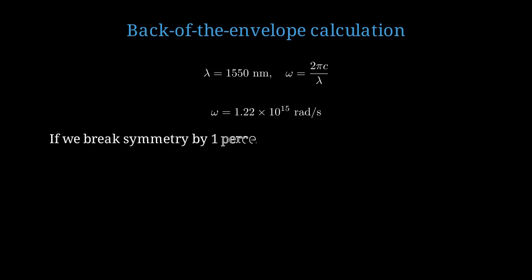Now suppose we break the perfect symmetry by introducing a 1% asymmetry. This means alpha equals 0.01. With the inverse quadratic scaling and a proportionality constant around 10 to the 4, we get Q approximately equals 10 to the 8. This is an extraordinarily high quality factor, achievable with just 1% asymmetry.